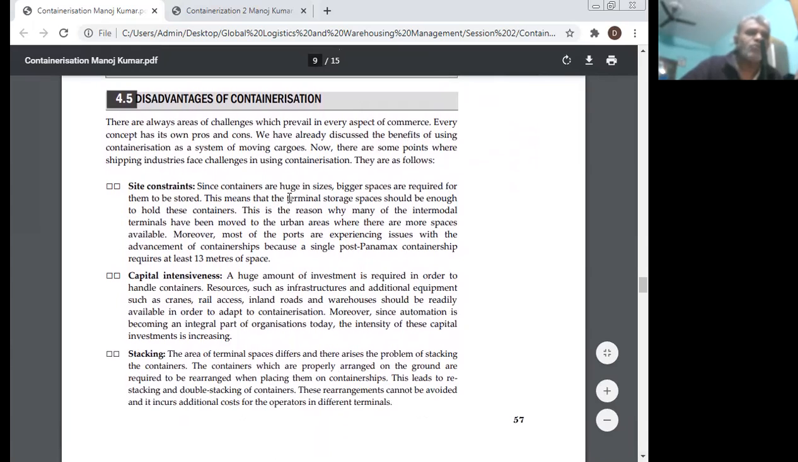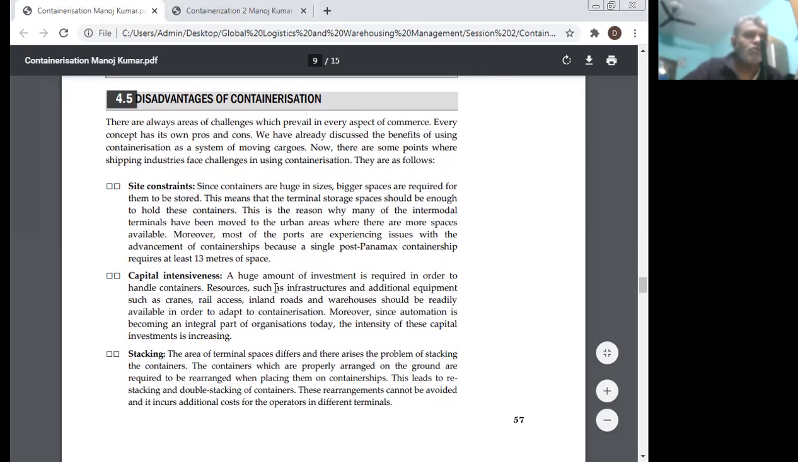Since containers are huge in size, bigger spaces are required for them to be stored. This means that the terminal storage should be enough to hold these containers. This is the reason why many of the intermodal terminals have been moved to urban areas where there are more spaces available. Moreover, most of the ports are experiencing issues with the advancement of containers because a single post-Panamax container requires at least 13 meters of space.